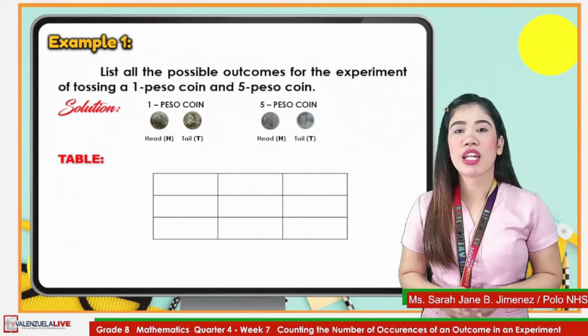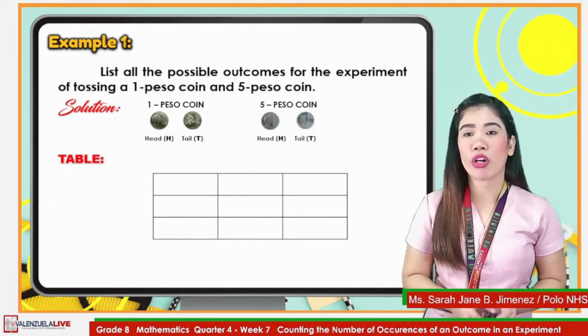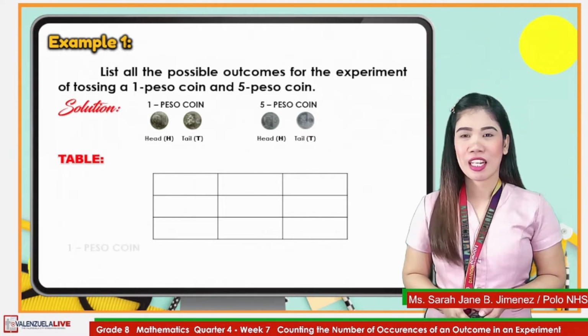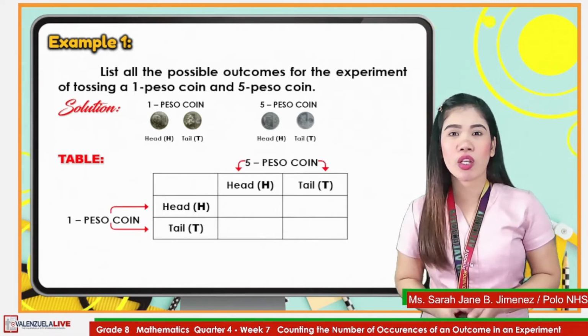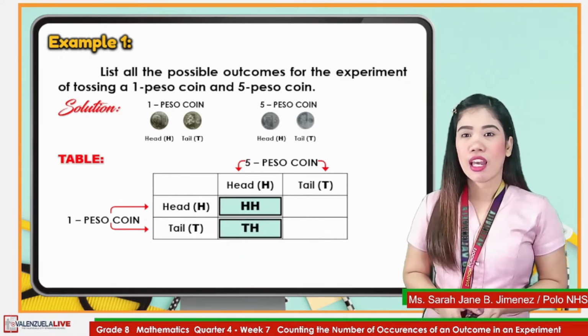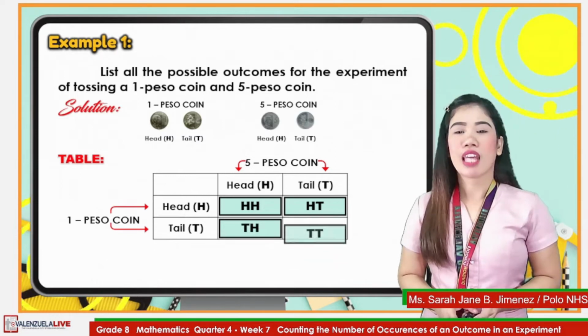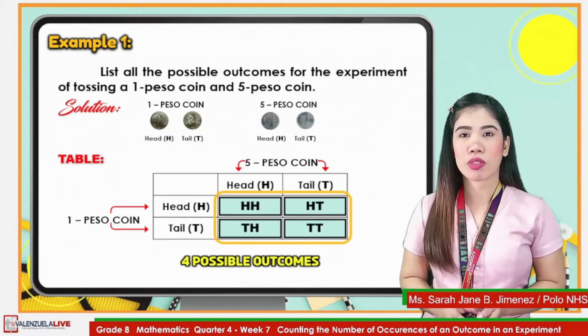A table is an arrangement of data in rows and columns or possibly in a more complex structure. Pairing the choices from 1 peso coin and 5 peso coin, we can obtain head-head, tail-head, head-tail, and tail-tail. The experiment has 4 possible outcomes.